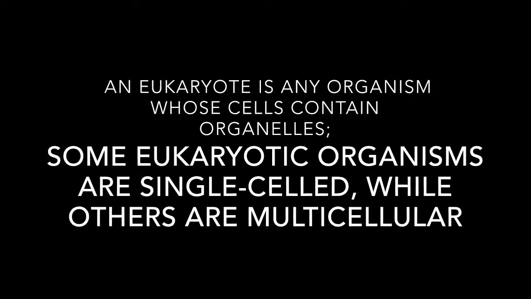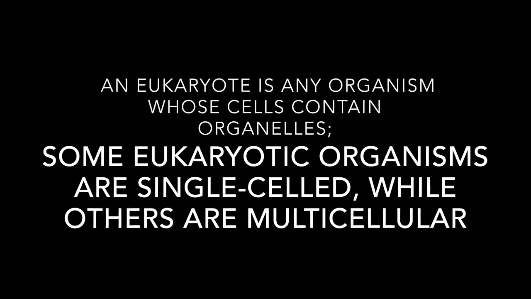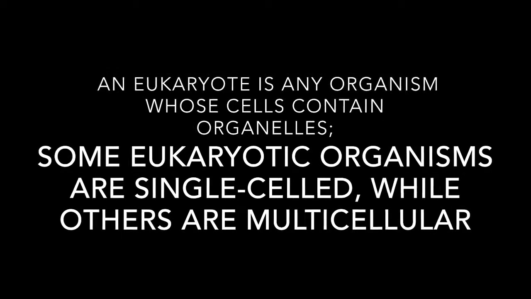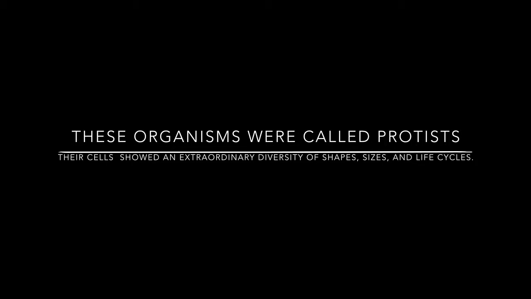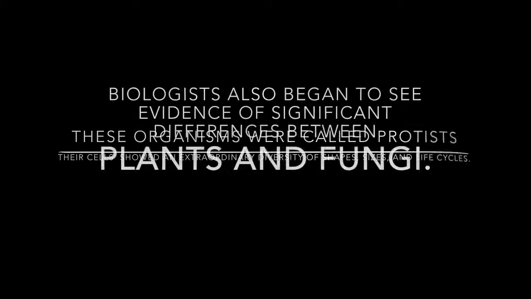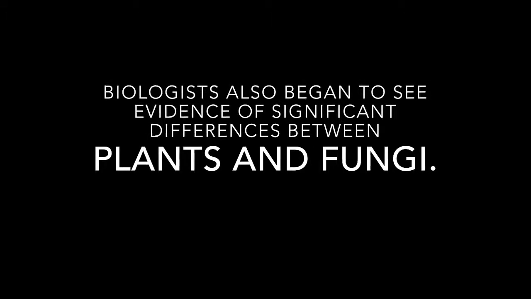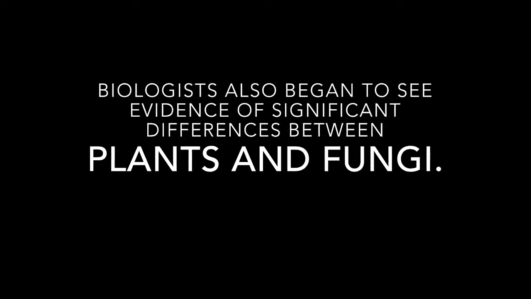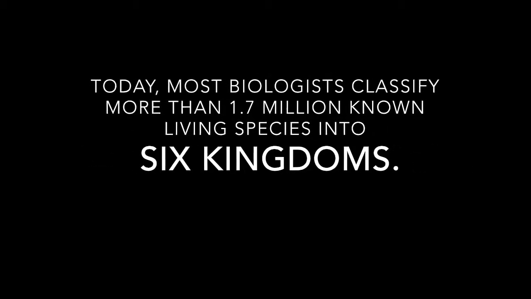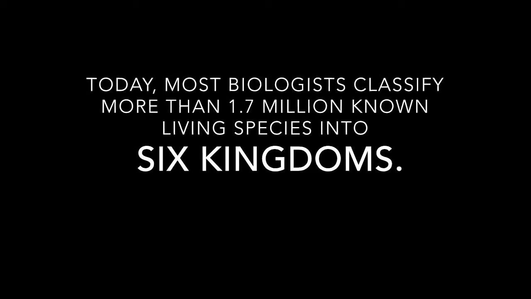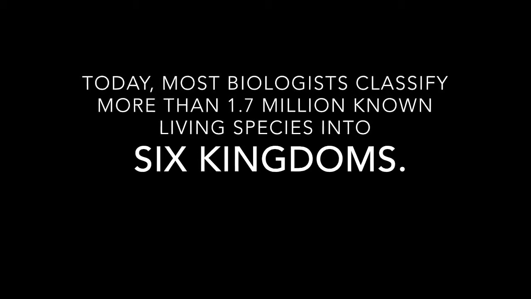A eukaryote is any organism whose cells contain organelles. Some eukaryotic organisms are single-celled, while others are multicellular. These organisms were called protists. Their cells showed an extraordinary diversity of shapes, sizes, and life cycles. Biologists also began to see evidence of significant differences between plants and fungi. Today, most biologists classify more than 1.7 million known living species into 6 kingdoms.